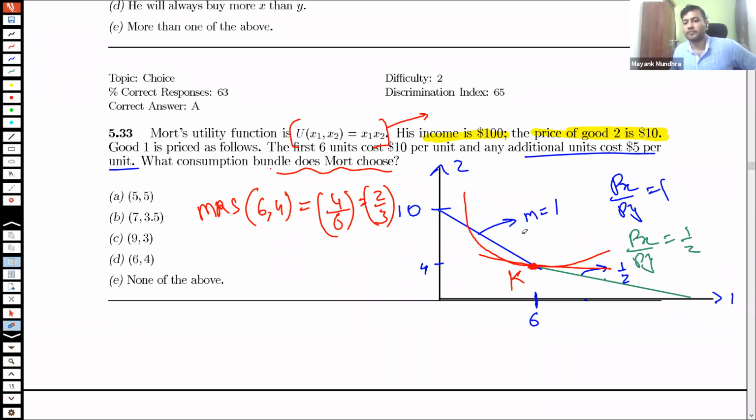Okay, because this is the only way you can draw an indifference curve. So the indifference curve's slope at K is such that it is going to intersect this point here. Why do I say that? Okay, why do I say that? The reason I say that is, okay, this is 2 by 3, right?